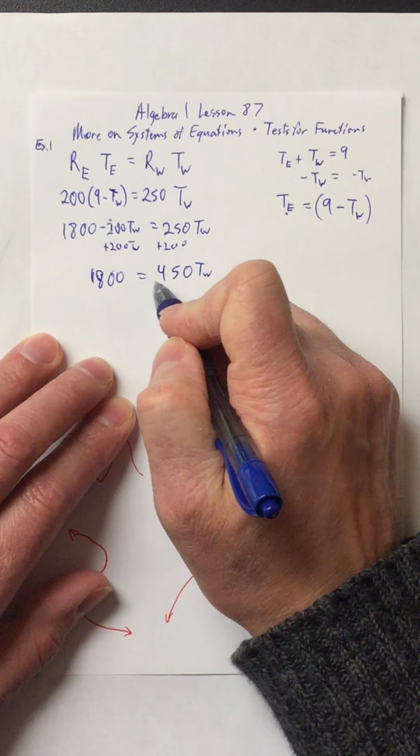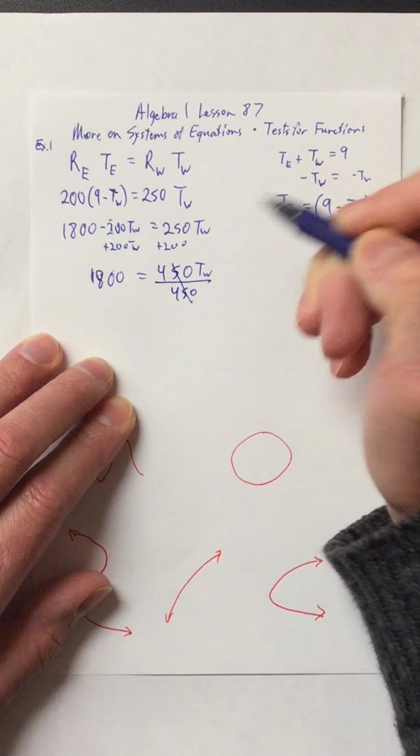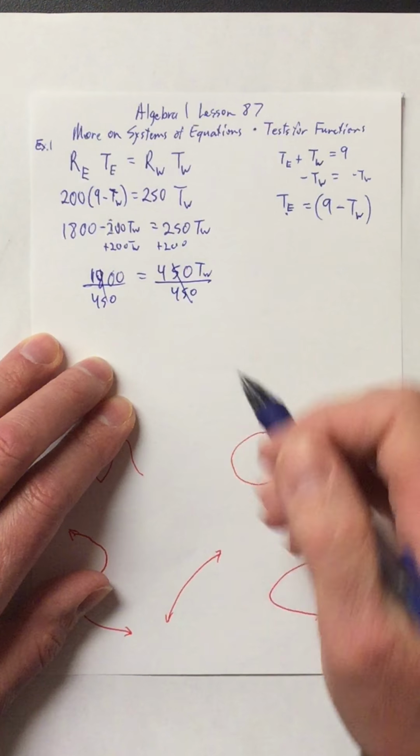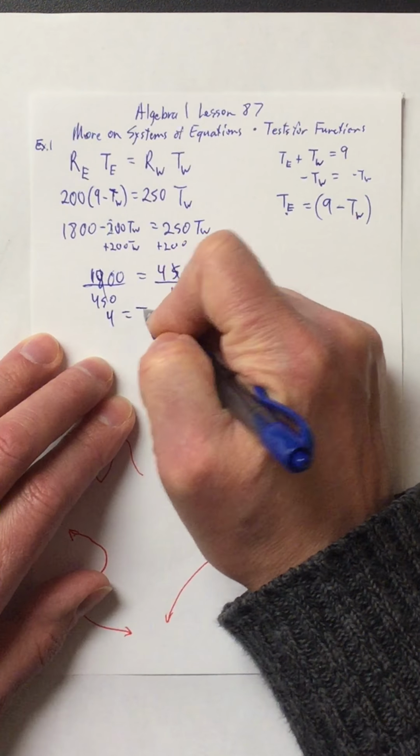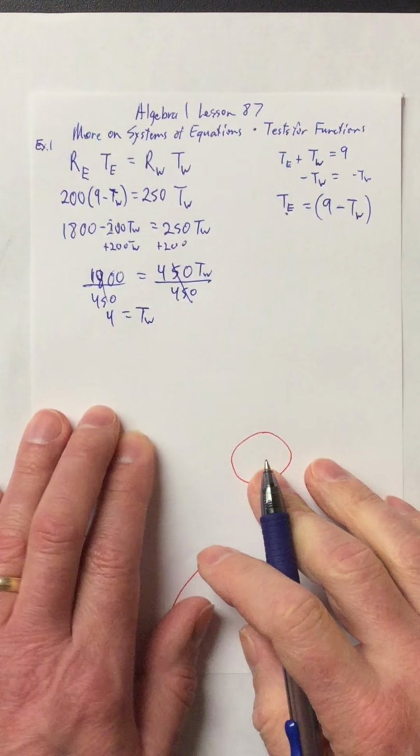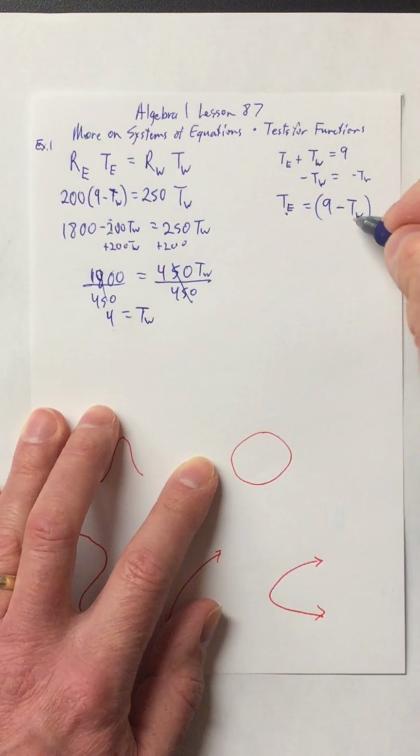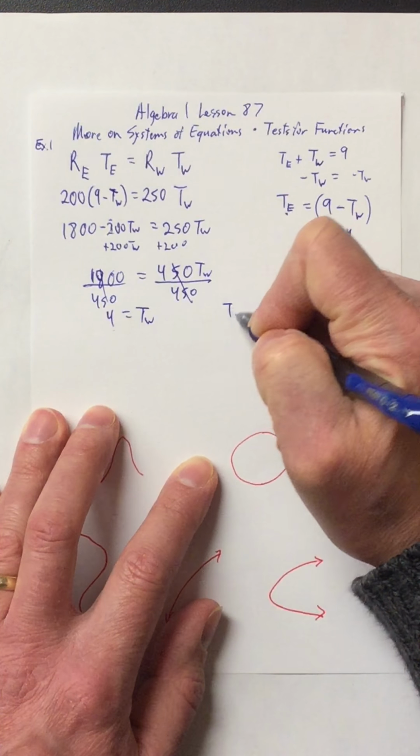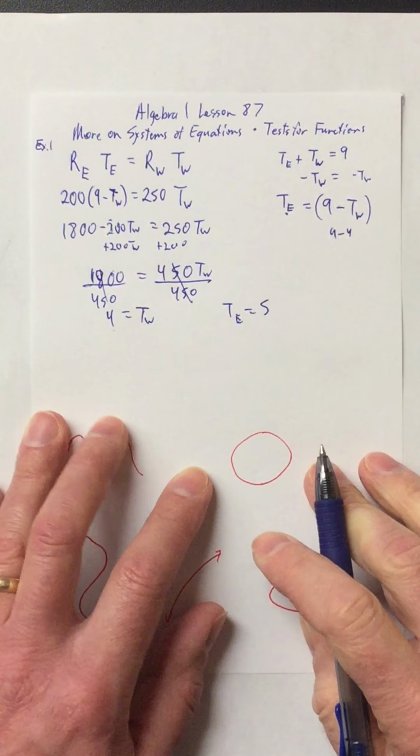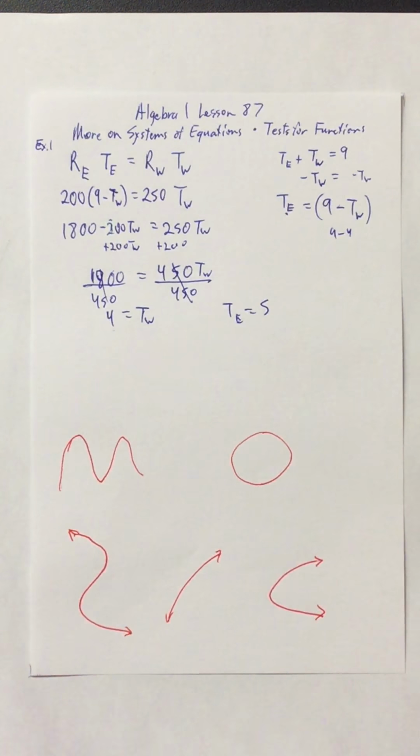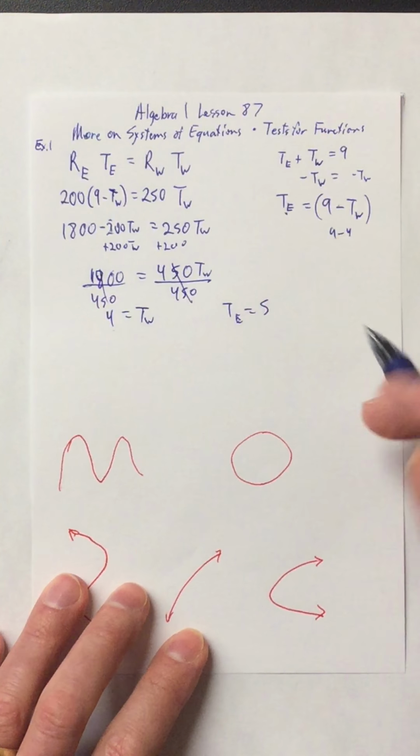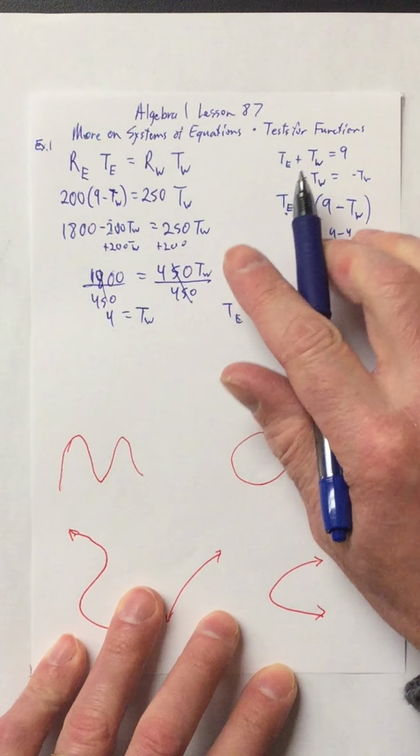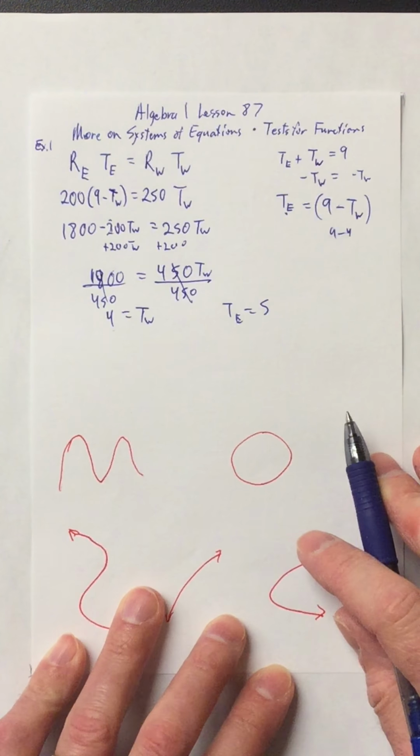Then I want to get my t_w by itself, so I'm going to divide by 450 to cancel here, and divide by 450 on that side as well. And that goes in 4 times. So my value for t_w is 4. And then if I plug that back in over here, 9 minus 4, my t_e is equal to 5. Okay, and that is how you would simply plug the values in and solve that equation for the ones that are missing, in this case the t_e and the t_w.